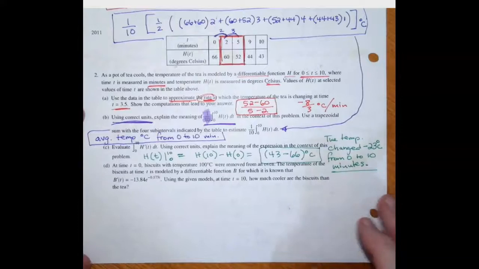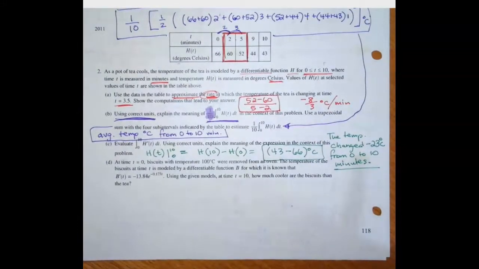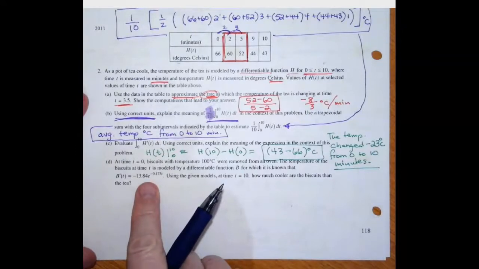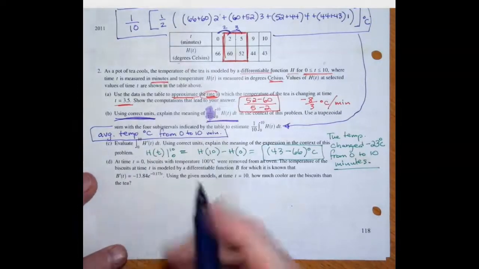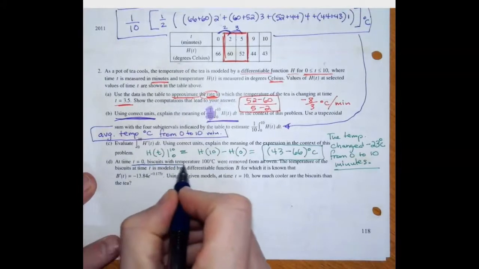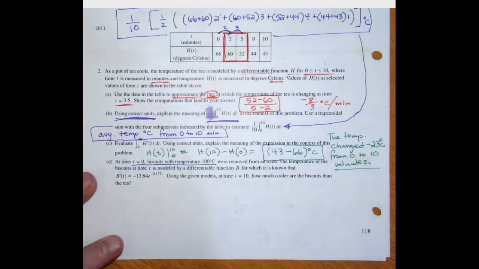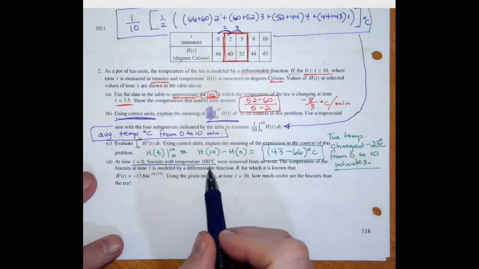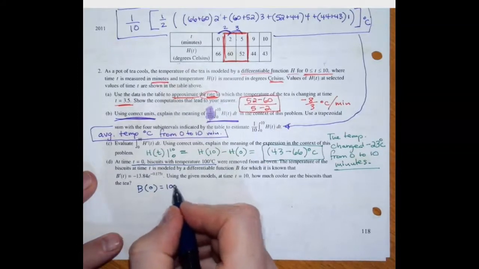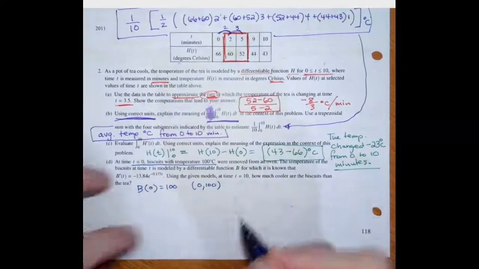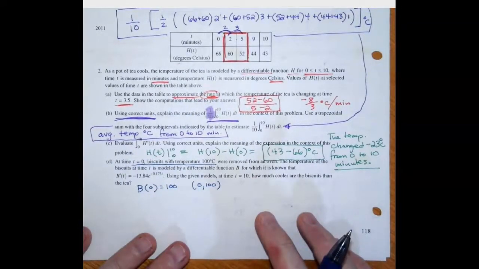Now, why do we have this question right here? Actually it's because this is an exponential, but we're not going to worry about that because we'd be typing that in the calculator. So that's not a big deal, but it's still a good review question. So at 0, the biscuits have a temperature of 100 degrees. So we could say B of 0 equals 100, or the point 0, 100. We want to jot down some stuff that might help us with the question.